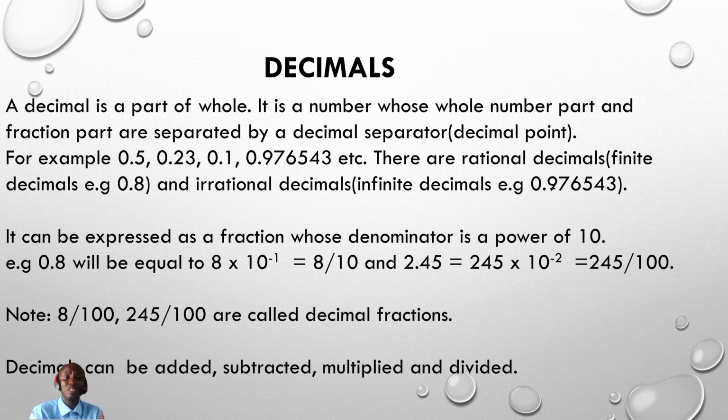So we also have what we call the decimal fractions, like 8 over 100, 245 over 100, 2 over 1,000, 8 over 10. Anytime you have a power of 10 as a denominator, it's called a decimal fraction. For example, 0.8, 0.0025, 0.0036. Because the denominator is a power of 10, that's why it is called a decimal fraction. We move on to the other part, which is that decimals can be added, subtracted, multiplied, and divided. So let's move to the next slide.